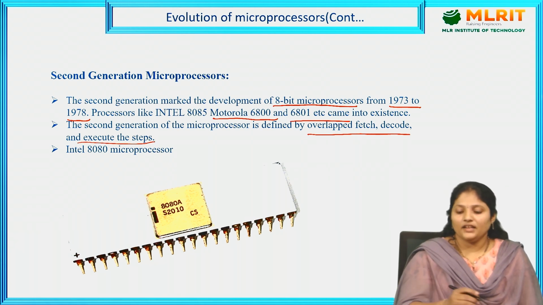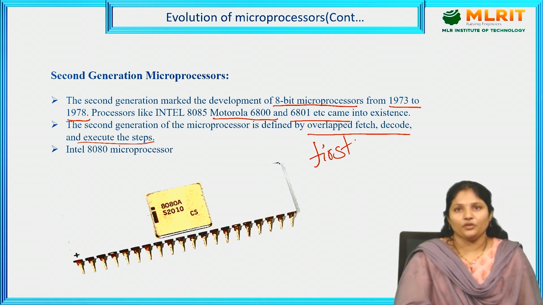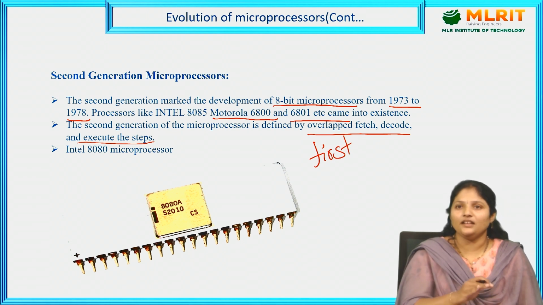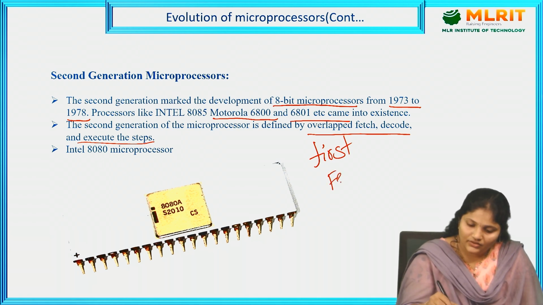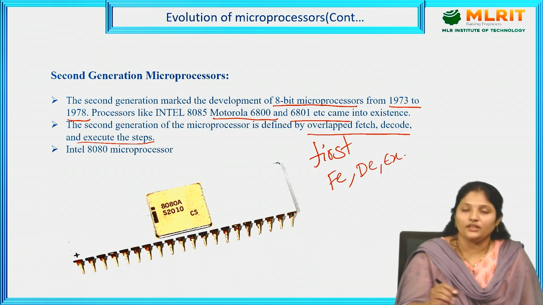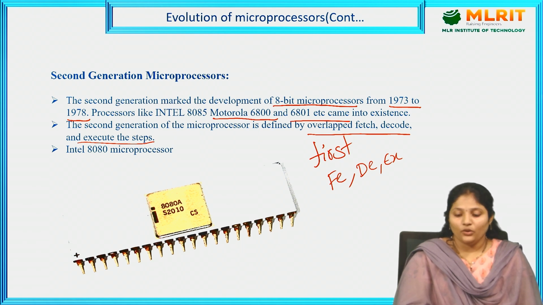Basically, in the first generation microprocessors, instructions execute in serial format. First it fetches the instruction, next it decodes the instruction, and then it executes the instruction. This is always done in serial format. Coming to the second generation microprocessors, fetch, decode, and execute will be overlapped.